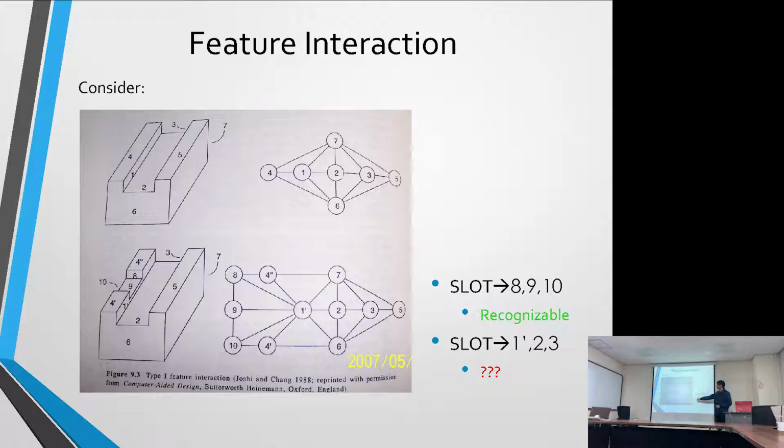And now phase 1 changed to phase 1 prime, and phase 4 is split into phase 4 prime and 4 double prime. So using the previous feature recognition algorithm to detect slots, your algorithm may detect phase 8, 9, and 10 as a slot. But you know that phase 1 prime, 2, and 3 is also a slot, but since the phase of 1 prime is different to phase 1, your feature recognition algorithm may not recognize this as a slot. So how can we make this recognizable?